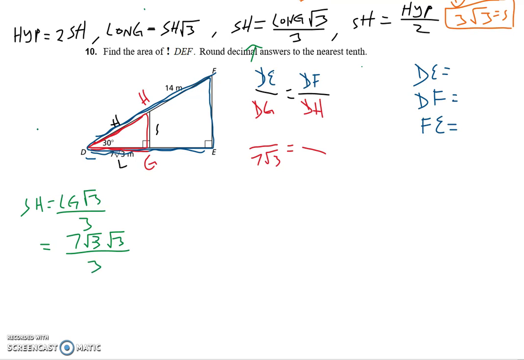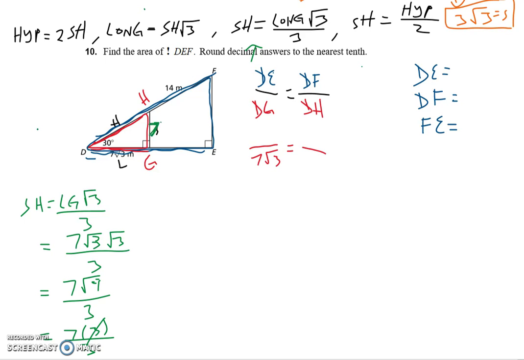So it's going to be 7 square root of 9 divided by 3. The square root of 9 is 3, so 7 times 3 divided by 3, and then those reduce, so this is just going to be 7. So HG here is 7. Right here is 7.